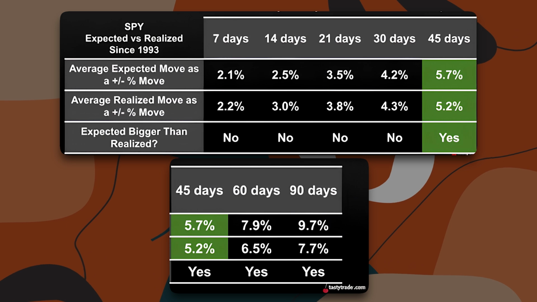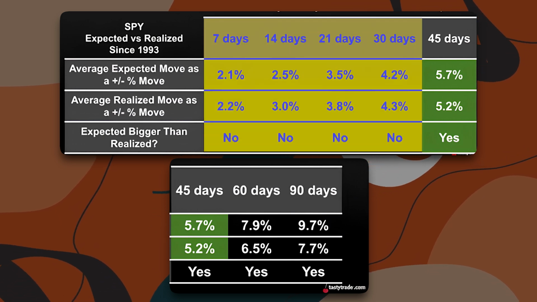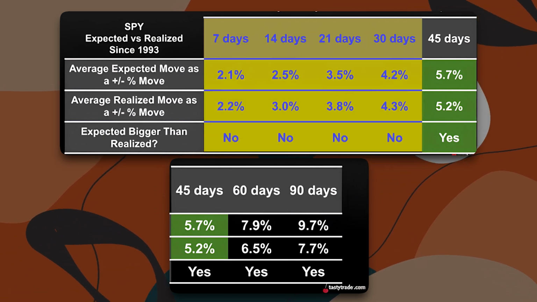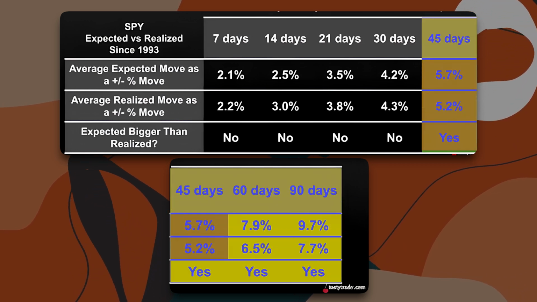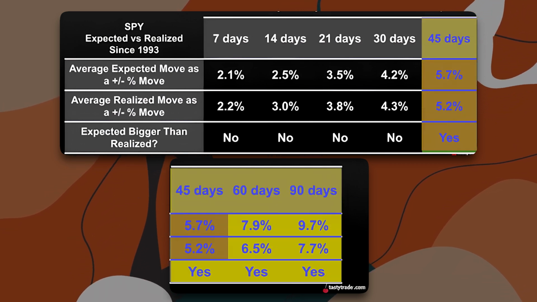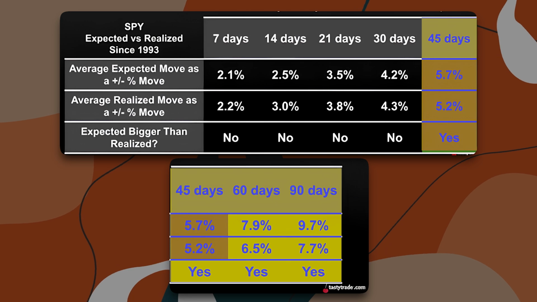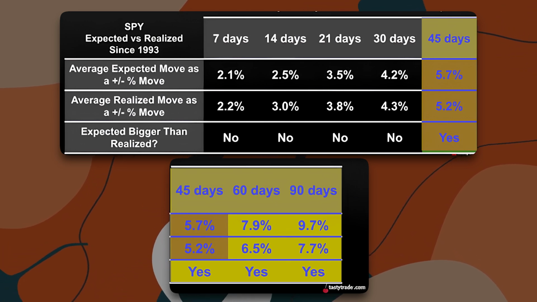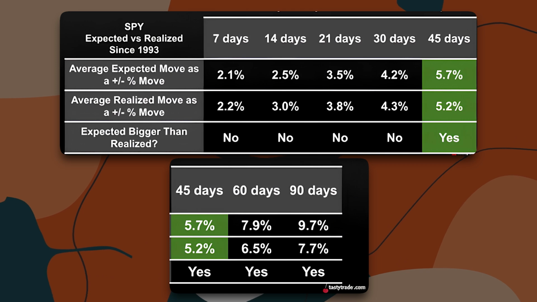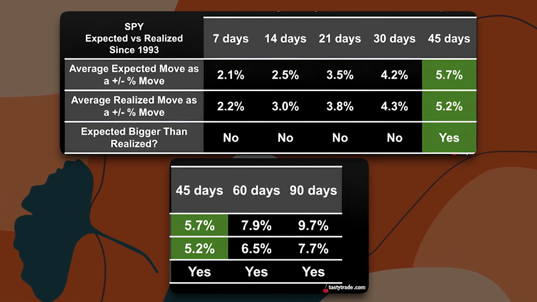What they found was that at below 45 days to expiration, the expected move of the stock is lower than the realized move. But when you go 45 DTE and above, the expected move is consistently bigger than the realized move. But at the same time, I don't want to go too far out till there's not much time decay going on. So the sweet spot would be around the 45 DTE.